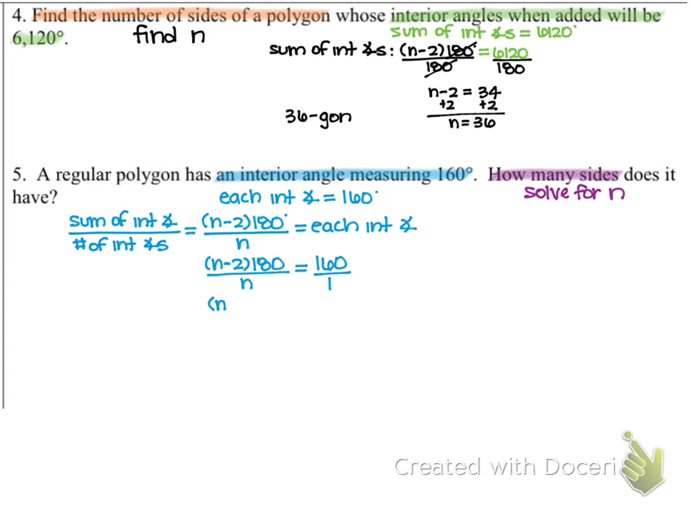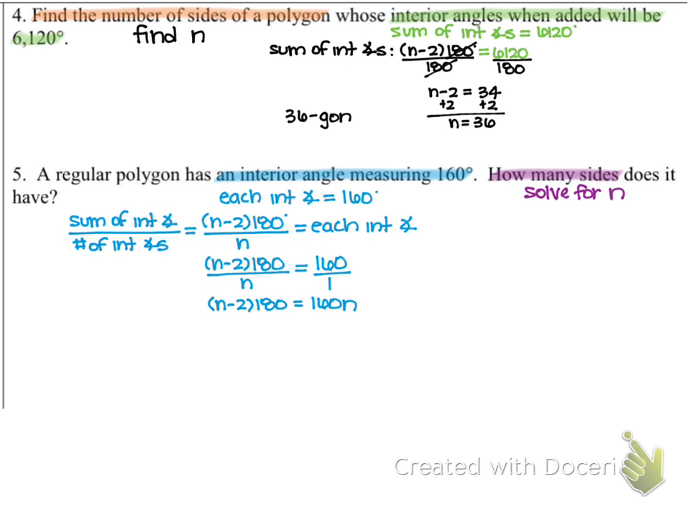So that's going to give me n minus 2 times 180 times 1. That doesn't really do me any good. And then 160 times n. Now, what I did previously where I divided by the 180, that's not really going to help me here because I have an n on both sides of the equation. I think I'm going to have to distribute.